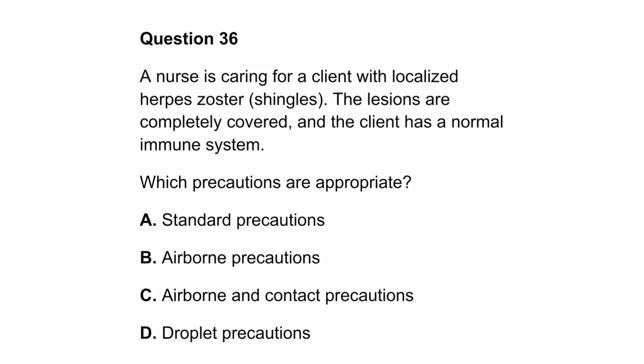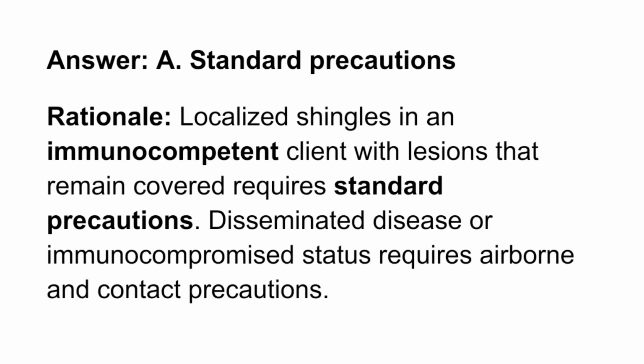Question 36. A nurse is caring for a client with localized herpes zoster, shingles. The lesions are completely covered, and the client has a normal immune system. Which precautions are appropriate? A. Standard precautions. B. Airborne precautions. C. Airborne and contact precautions. D. Droplet precautions. Answer. A. Standard precautions. Rationale. Localized shingles in an immunocompetent client with lesions that remain covered requires standard precautions.